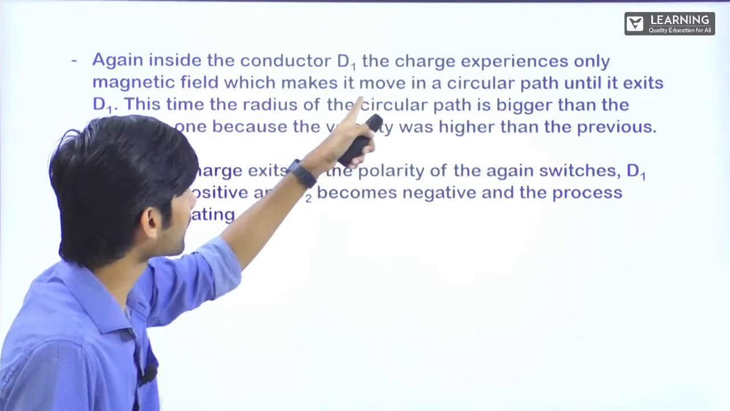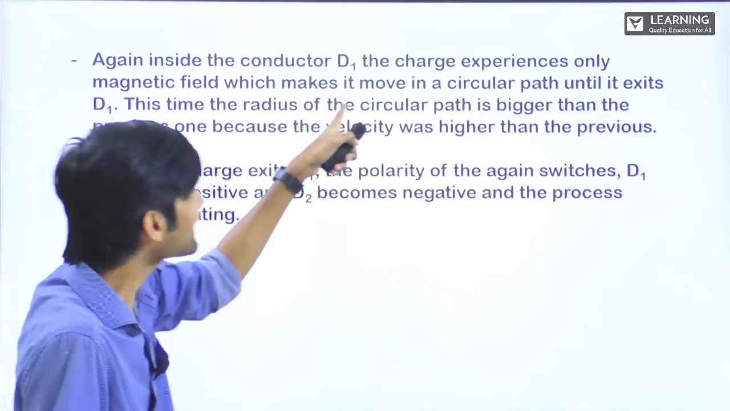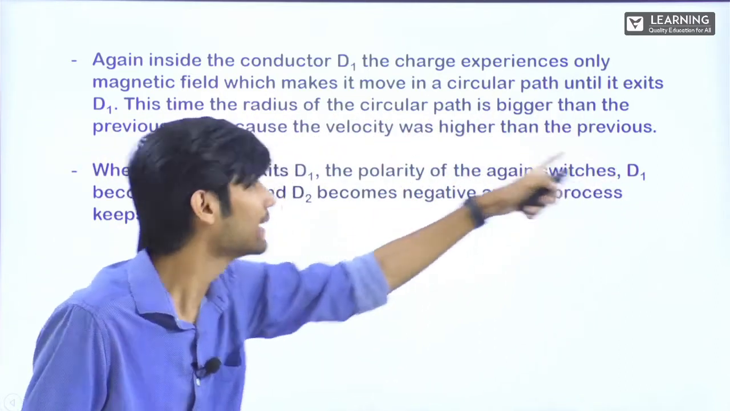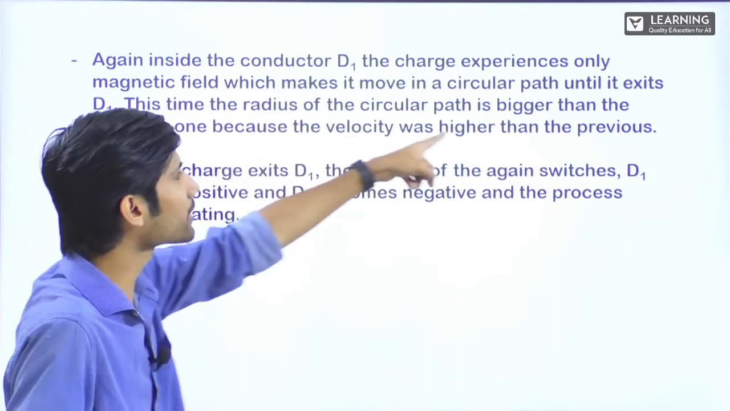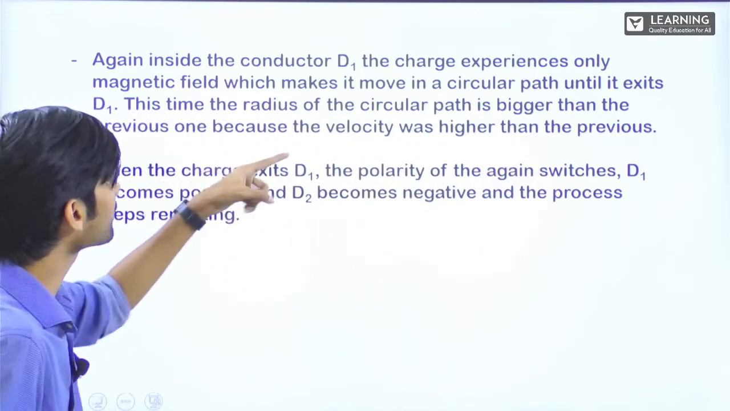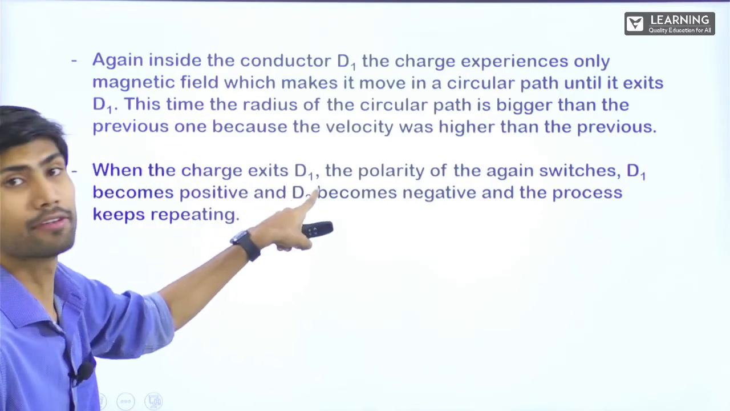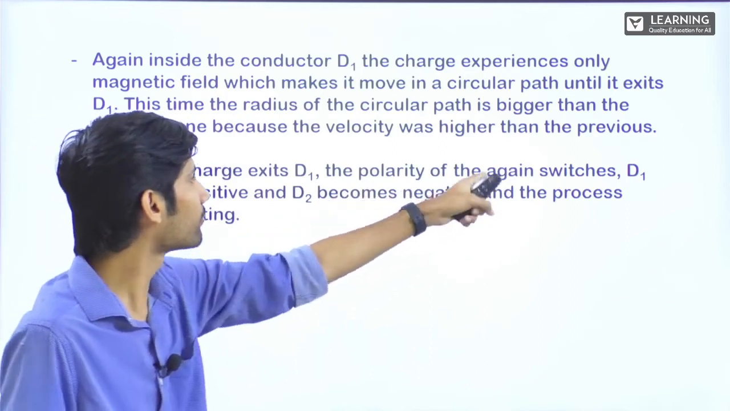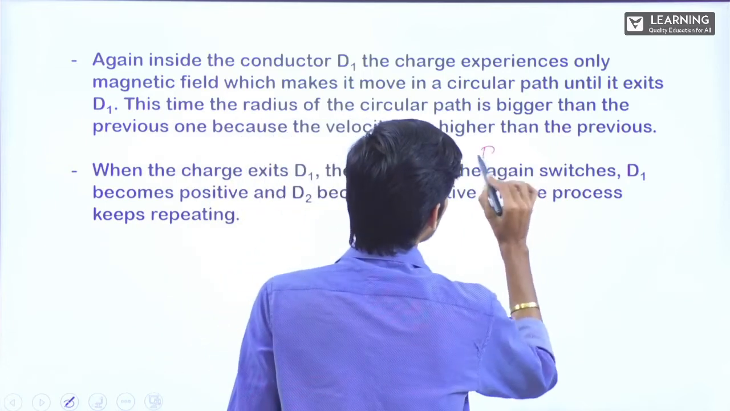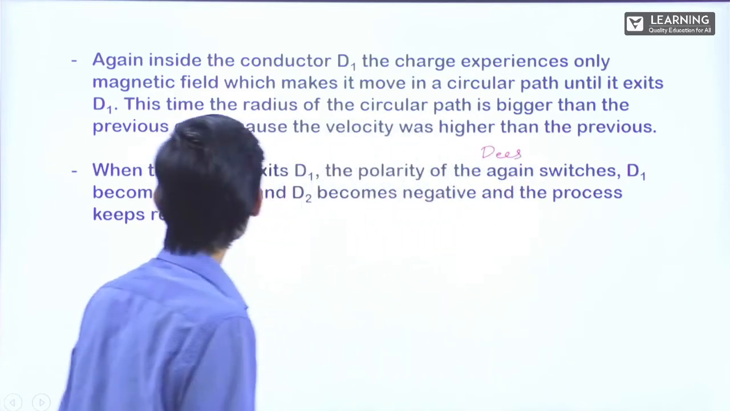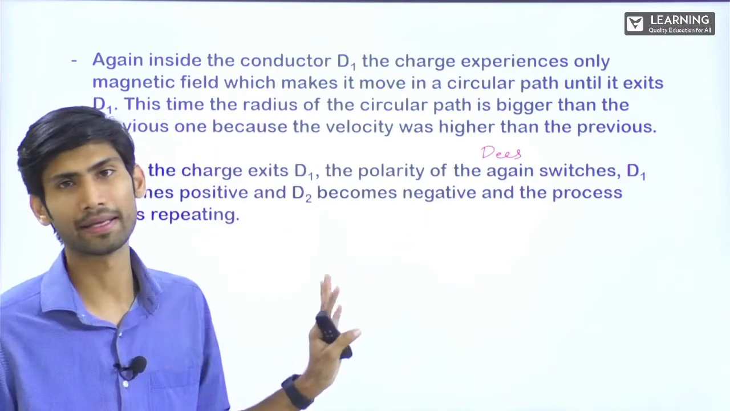Again inside the conductor, D1, the charge experiences only magnetic field which makes it move in circular path until it exits D1. This time the radius of the circular path is bigger than the previous one because the velocity was higher than the previous. When the charge exits D1, the polarity of the D's again switches. D1 becomes positive and D2 becomes negative, and the process keeps repeating.